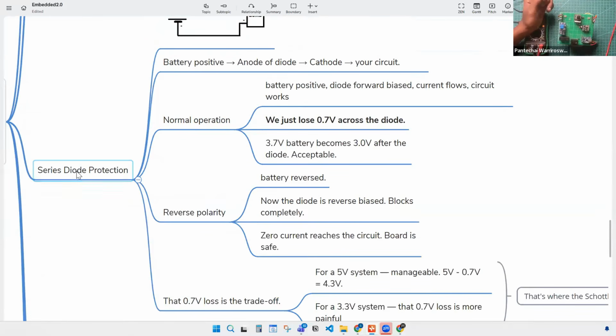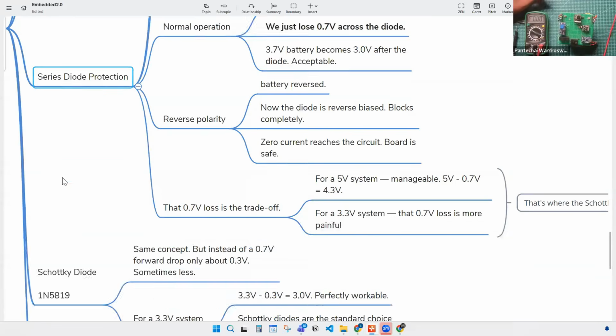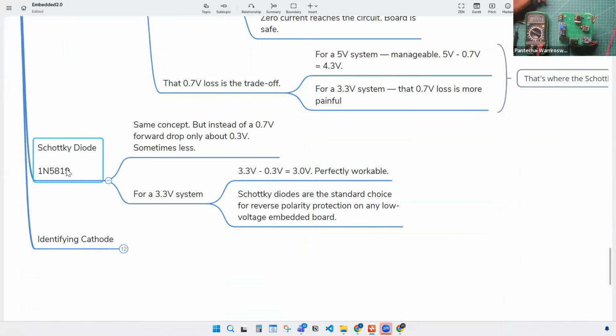Guys, are you clear? Whenever you are playing with 5 volt levels, you can directly put a 1N4007, which is a very popular diode, because there will be a loss of around 0.7 volts. But whenever you are playing with 3.3 volt logic, if you are dropping the same 1N4007 diode there, it is going to be a very huge loss. Because from 5, 0.7 is okay. But from 3.3, 0.7 is a much bigger loss.